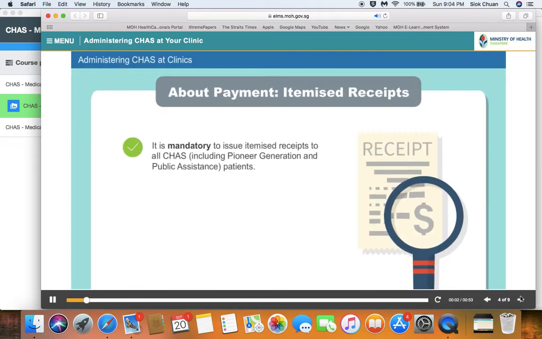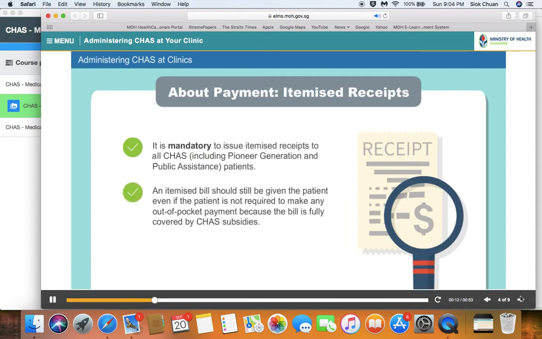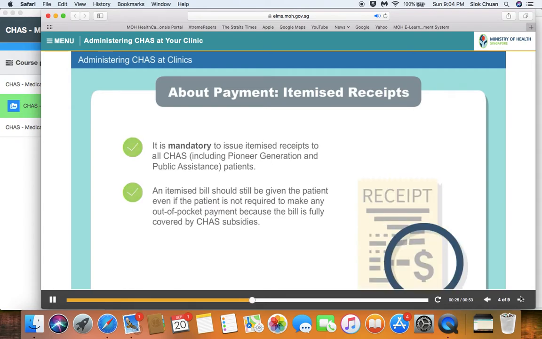It is mandatory for all CHAS clinics to issue itemized receipts to all CHAS patients, including Pioneer Generation and public assistance patients. This includes patients whose bills are covered fully by CHAS subsidies and are not required to make any out-of-pocket payment. Issuing itemized receipts helps to improve the transparency of charges and subsidy provided for your patients.